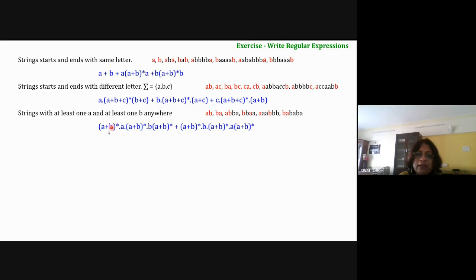So before that anything can be there, in the middle anything can be there, and after B anything can be there. My concern is that one A should be there, one B should be there. Before and after anything can be there. So I'm just having two terms, either this left hand side or right hand side. Here A is before B, here B is before A, and in between that anything can be there, any number of times.